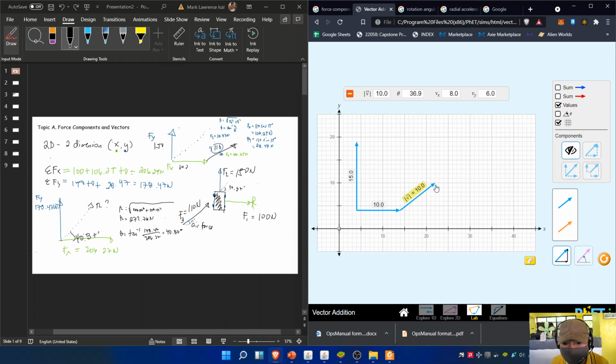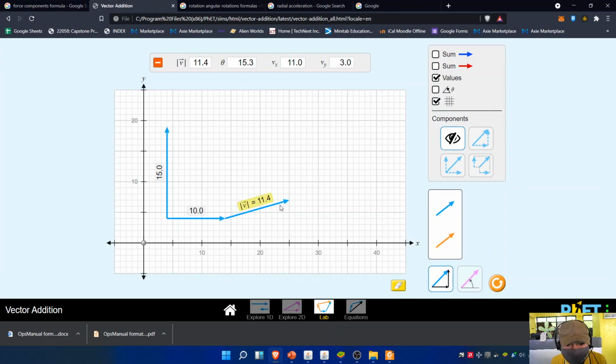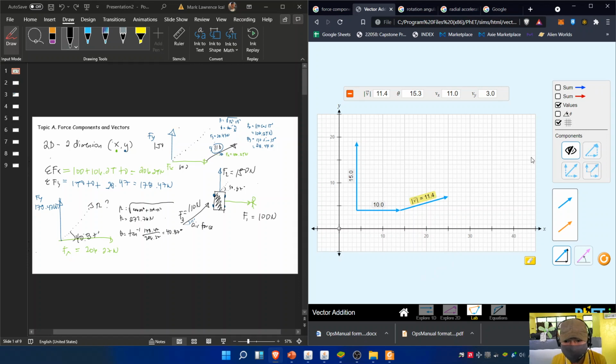We have 11 that has an angle of 15 degrees. It's hard because I can't tweak it exactly. Either way, the answer is still fairly close. Therefore, we're going to do the sum. Tada!